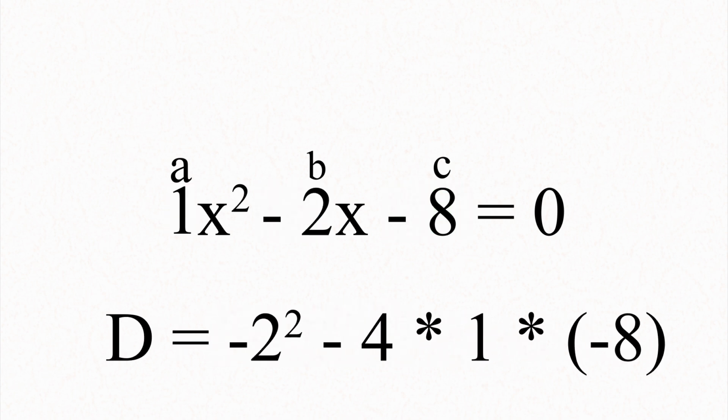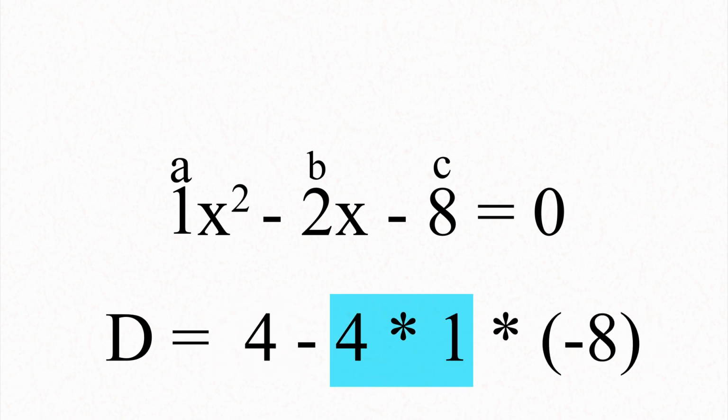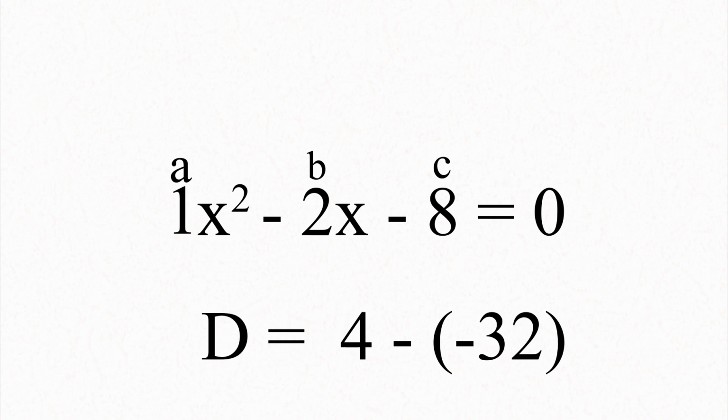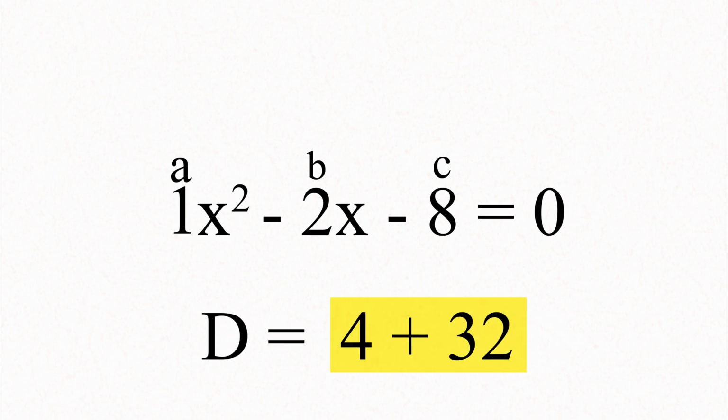Now let's calculate the discriminant. Minus 2 squared is 4. 4 times 1 times minus 8 is minus 32. D equals 4 minus minus 32. Minus times minus gives plus, and d equals 4 plus 32. 4 plus 32 is 36.